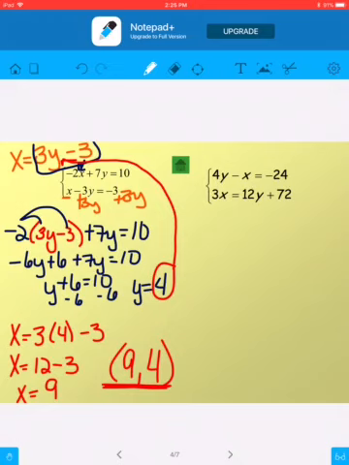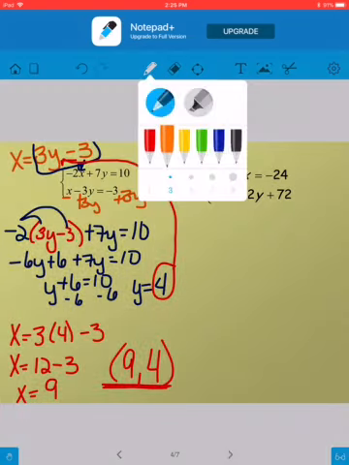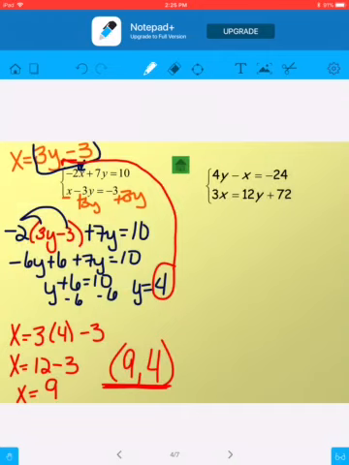All right, my last example here is 4y minus x equals negative 24, and 3x equals 12y plus 72. All right, you can approach this one several different ways. You can solve for x in the top equation really quick and easy, or you can do the bottom equation and divide everything in the bottom equation by 3, which is what I'm going to do. Since I already have 3x, I'm just going to divide by 3 and get x alone.